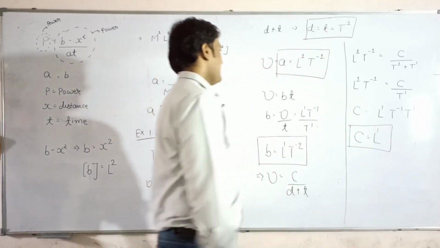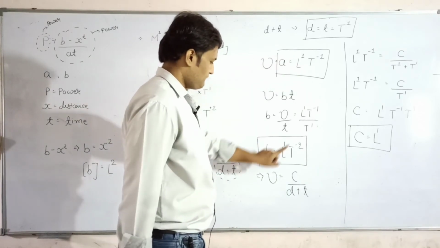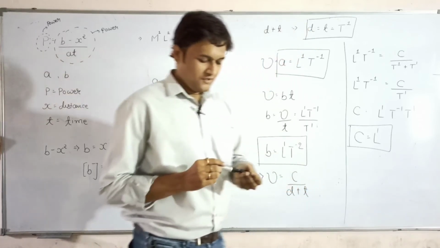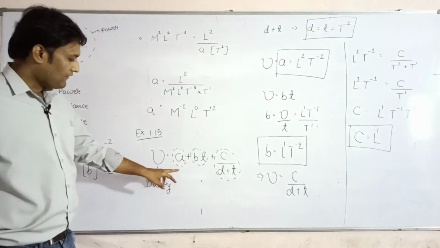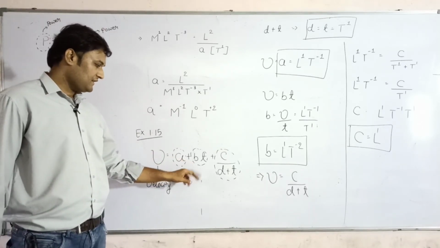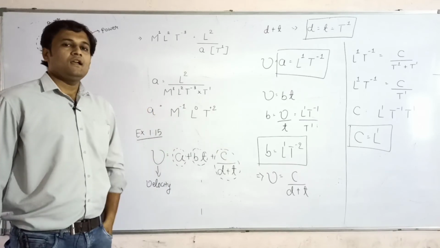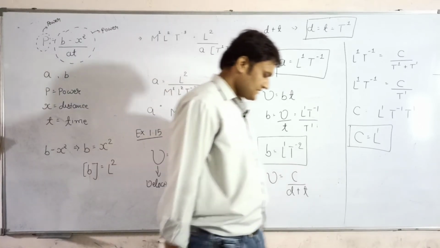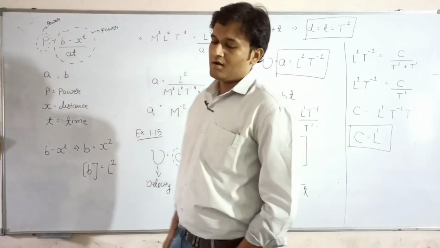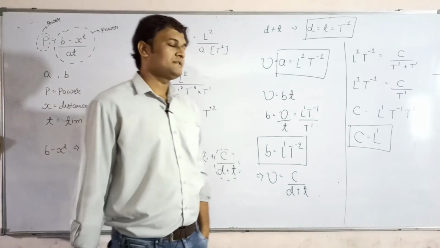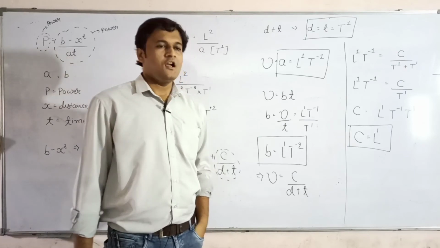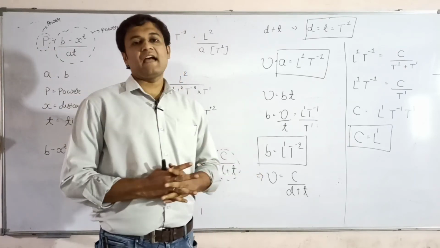Yes, here we have to find out A, B, C and D. So dear friends, if the equation is dimensionally correct, we have to find out the constants in this equation. Now the second thing is that logarithmic functions, sine, cosine, tan, cot, cosec, sec, all are dimensionless functions.